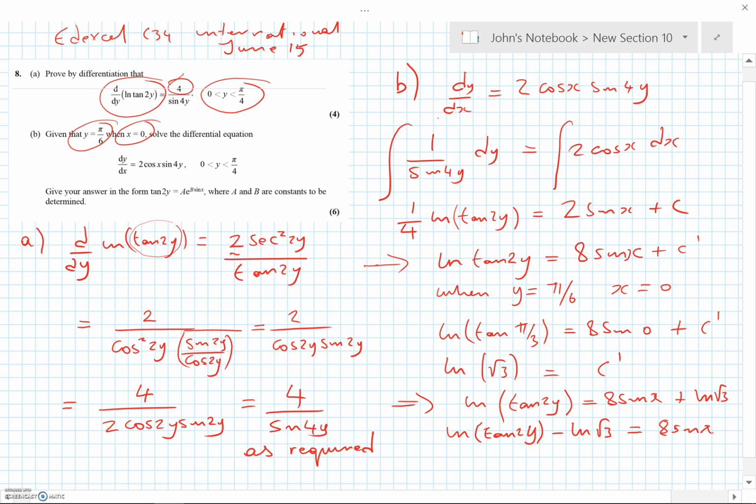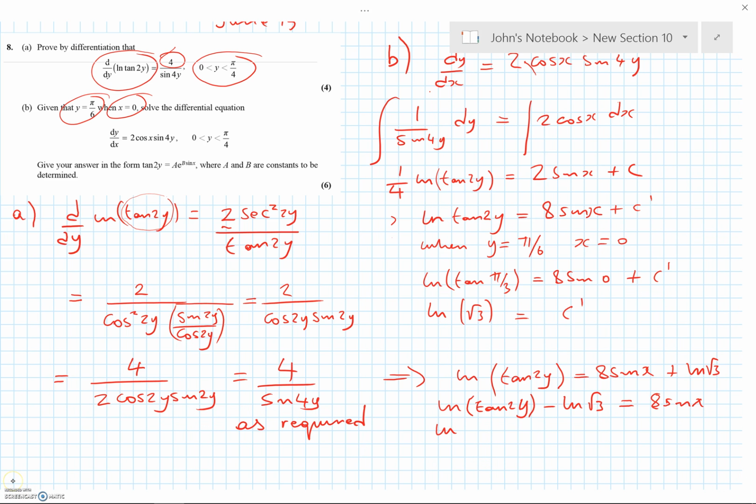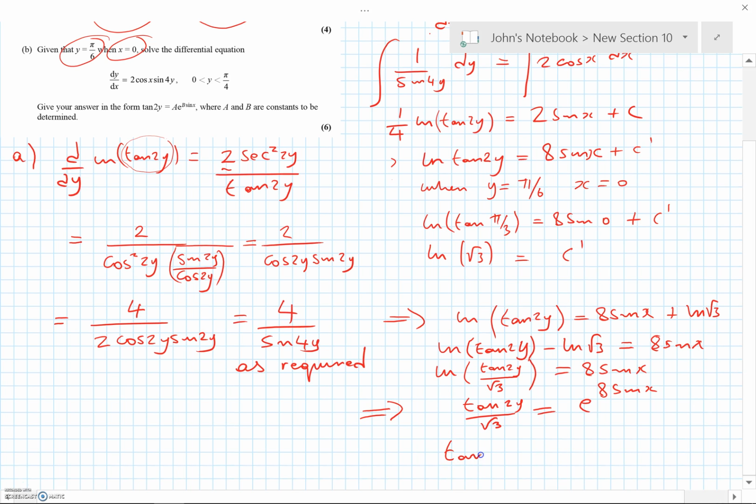And then we can use the rule of logs. Ln of tangent 2y over the square root of 3 equals 8 sine x. So that gives us tangent 2y over the square root of 3 is equal to e to the 8 sine x. So clearly we've got tangent 2y equals the square root of 3 e to the 8 sine x.